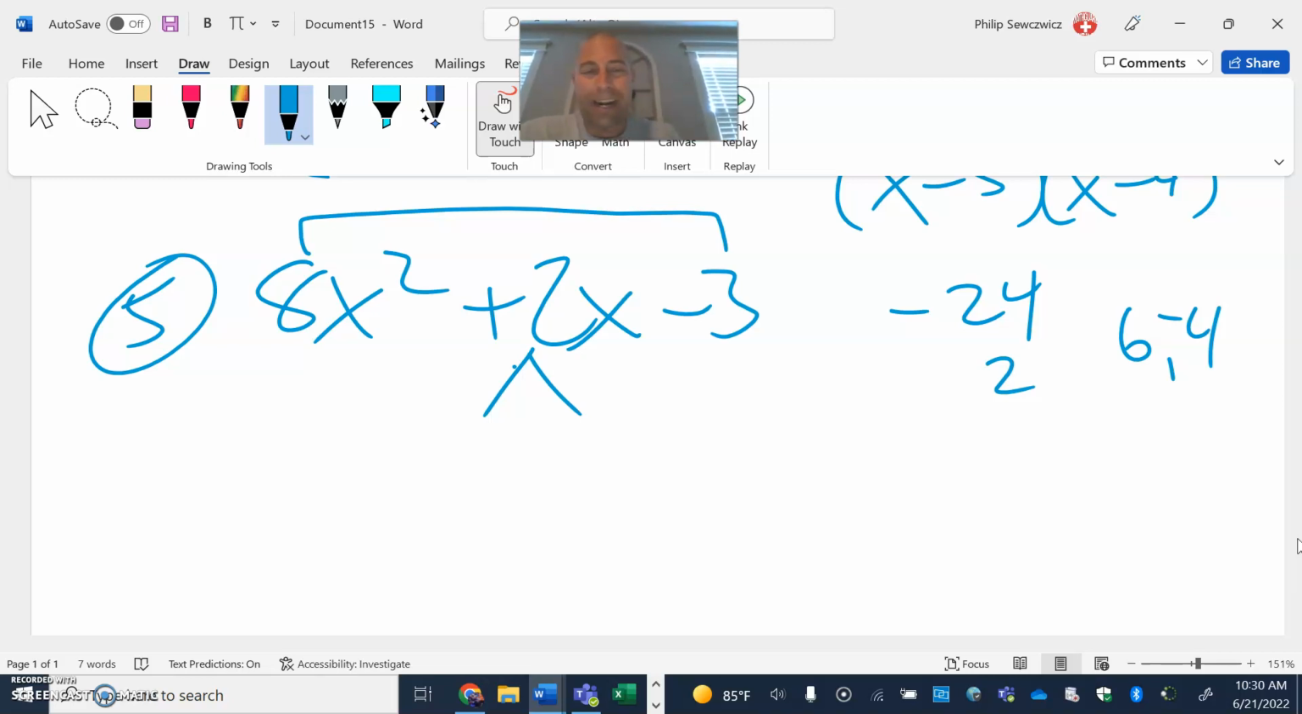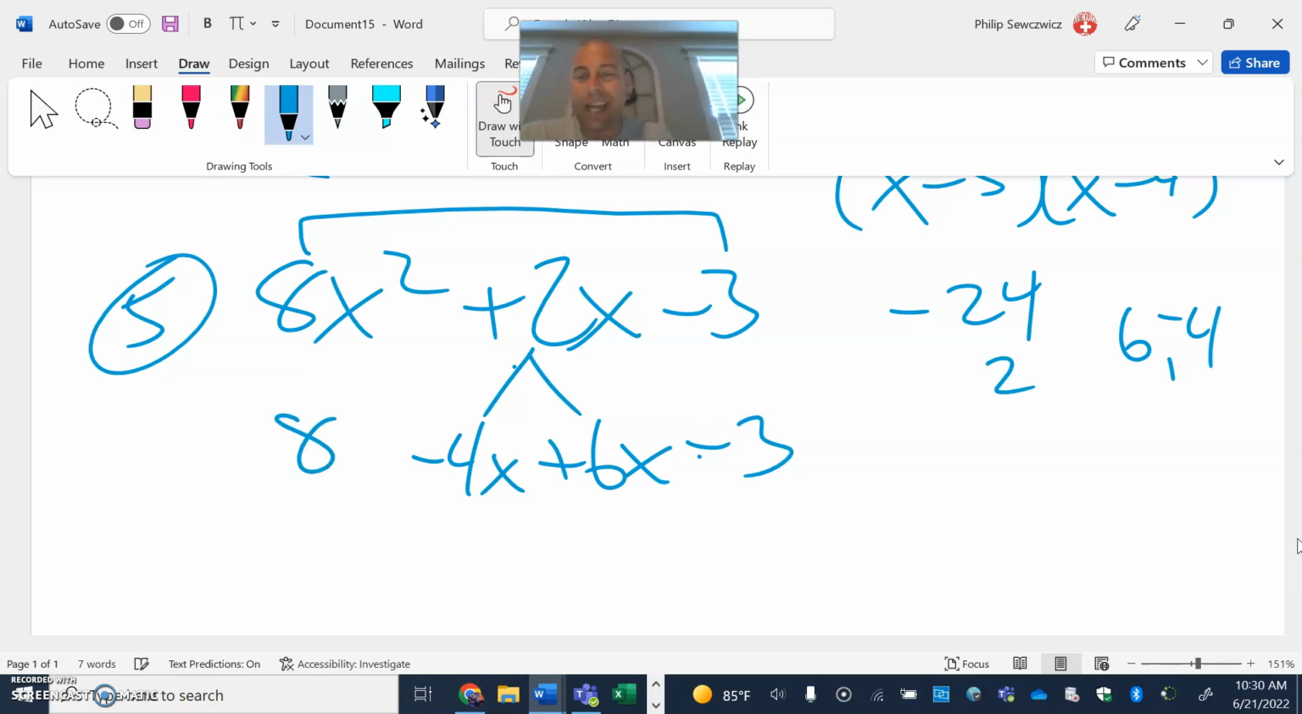So we're just going to split it up. Again, it doesn't really matter. I'm going to go with the negative 4x first, because again, I see the 8. And then I'm going to go plus the 6x, because again, I see the 3 that's there. Bring down that minus 3. Bring down that 8x squared. All right, so next step here, grouping.